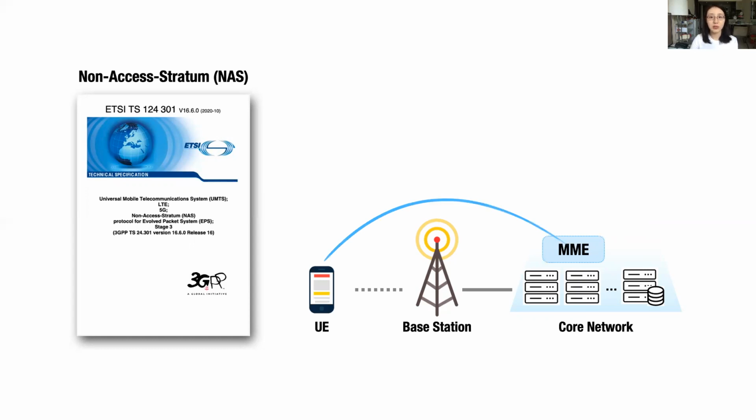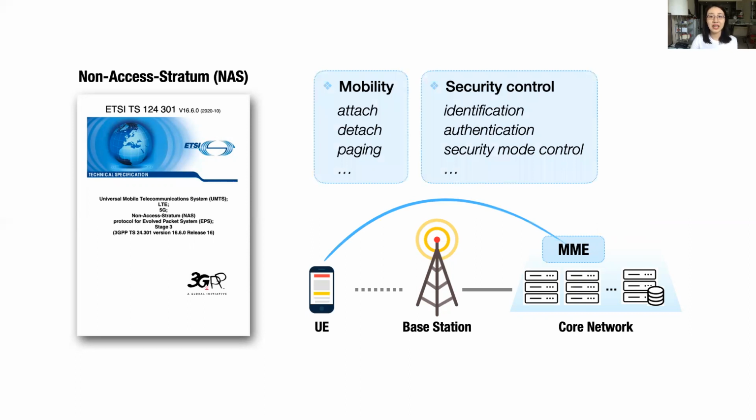The NAS provides several procedures for mobility and security control when the UE is using the network. For example, in order to manage a UE's mobility, there's an attach procedure. It is used to build a connection to a network from the UE. And there's the detach procedure that is used to release the connection. And when the UE is in an idle state and the MME has information to send it, the NAS provides a paging procedure. For security control, the NAS also provides several procedures, for example, the identification procedure that is used for the MME to request a user's identity.